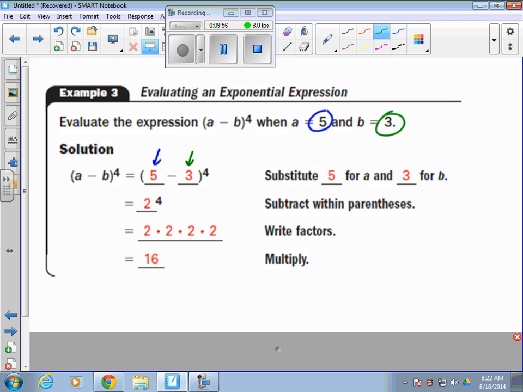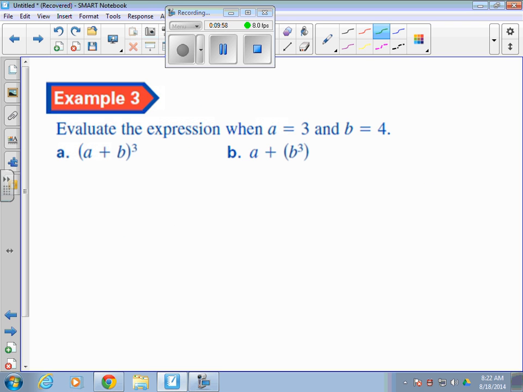Okay, let's take a look at our extra example from that one. A is 3, B is 4. Notice the numbers aren't changing from A and B, problems A and B. Take about 35 seconds to do that one.